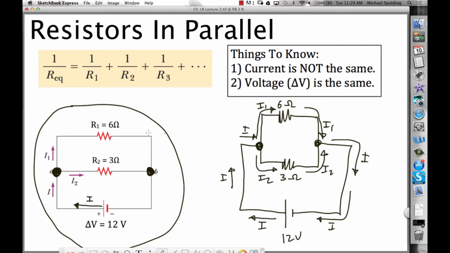Okay? Now, let's talk about something here. Things to know. Number 1, when you have resistors in parallel, current is not the same.